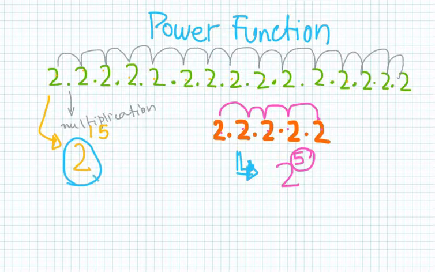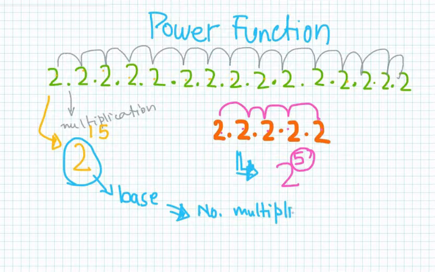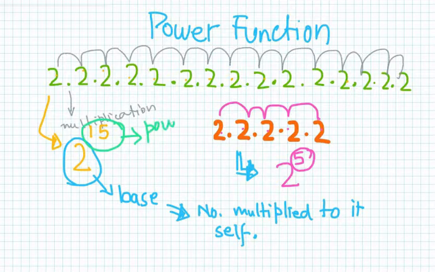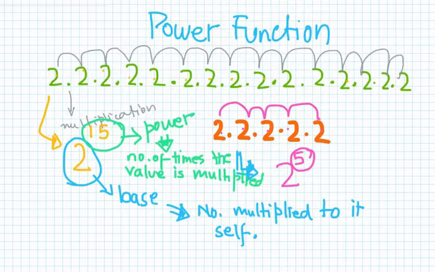So this thing is known as base. Base means the number which is multiplied to itself. And this is known as power. So the power shows the number of times it is multiplied to itself. Really easy, isn't it?